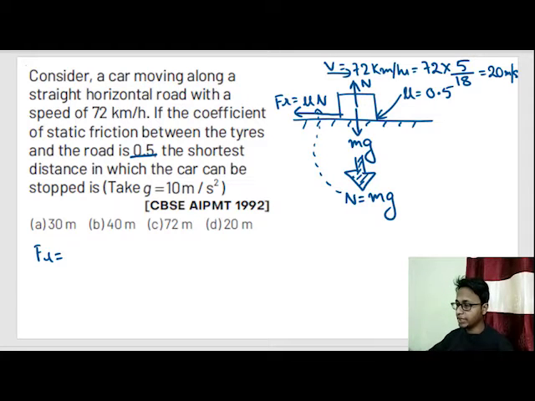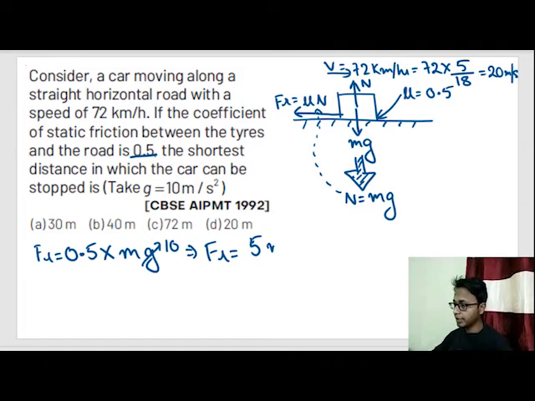Mu is given by 0.5. 0.5 into N. N is given by mg. M is the mass of the car, which we don't know, and acceleration due to gravity is 10. Our maximum value of friction force is 0.5 into 10, which is 5 into m, where m is the mass of this car.